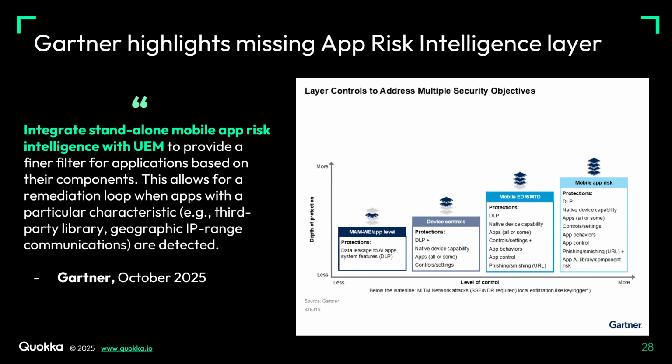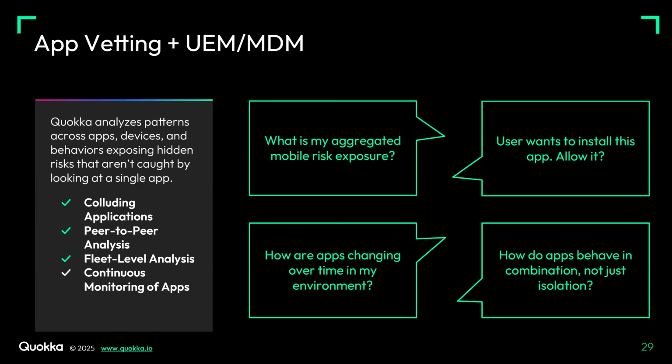So it's both better from a privacy point of view for the users. You don't have to monitor all of their network traffic and what they do with the apps. And it's better from a proactive protection because it happens in the cloud. It happens before these apps are actually installed. So what we do is we look at all of these parameters that I talked about, the app collusion, the fleet level analysis, continuously monitoring apps as they go through updates.